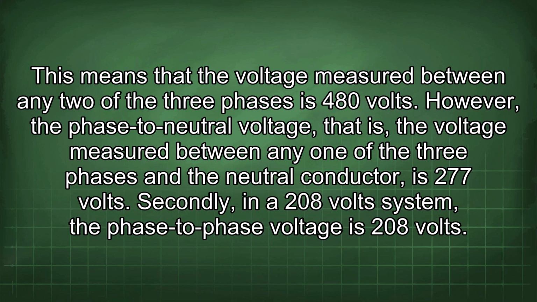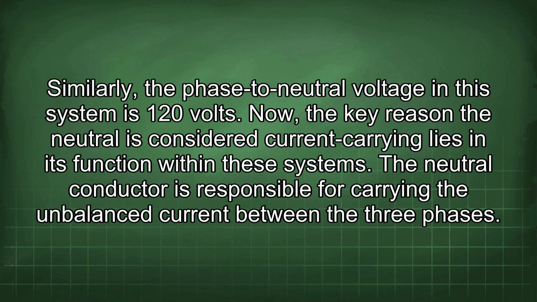However, the phase-to-neutral voltage, that is, the voltage measured between any one of the three phases and the neutral conductor, is 277 volts. Secondly, in a 208 volt system, the phase-to-phase voltage is 208 volts. Similarly, the phase-to-neutral voltage in this system is 120 volts. Now, the key reason the neutral is considered current carrying lies in its function within these systems.